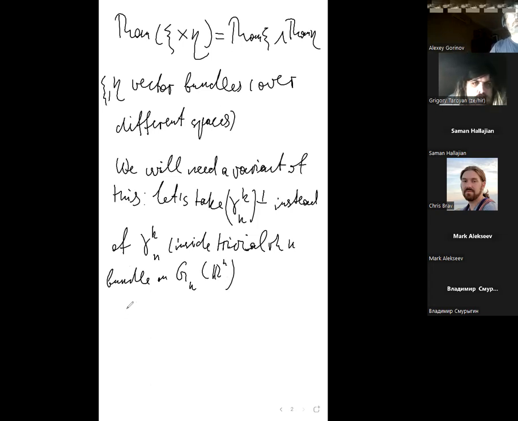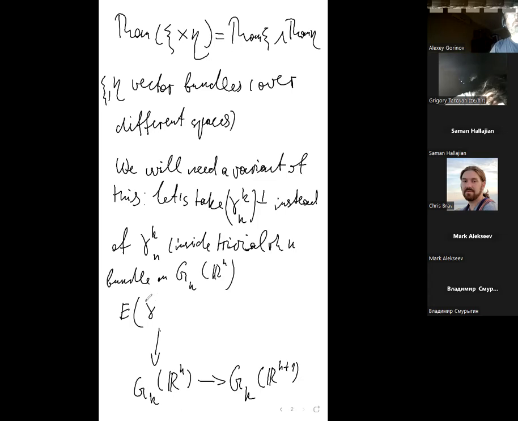So this time we have a slightly different diagram. We have gamma k of Rn, which will go to gamma k of Rn plus 1. And this time the map is simply induced by the inclusion of Rn in Rn plus 1. Nothing fancy. And we have a similar diagram.